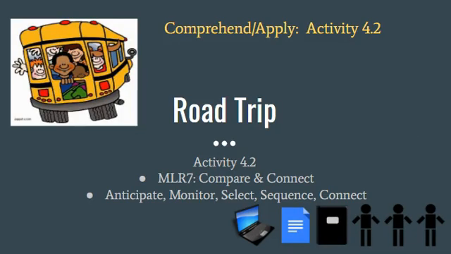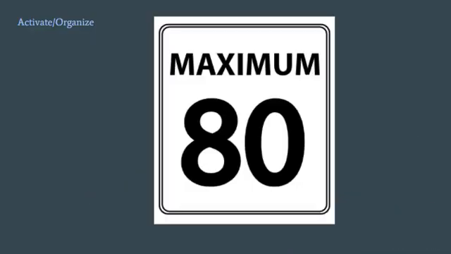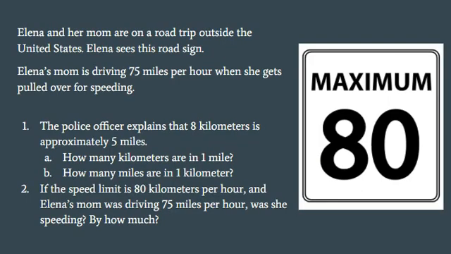Let's talk about a little bit of a road trip. So, driving along and you see this sign. This is maximum 80. Except that Elena and her mom are on a road trip outside the United States. Elena sees this road sign. Elena's mom is driving 75 miles per hour when she gets pulled over for speeding. She's in another country. What is true about nearly every country but the United States? Yeah, they use the metric system.